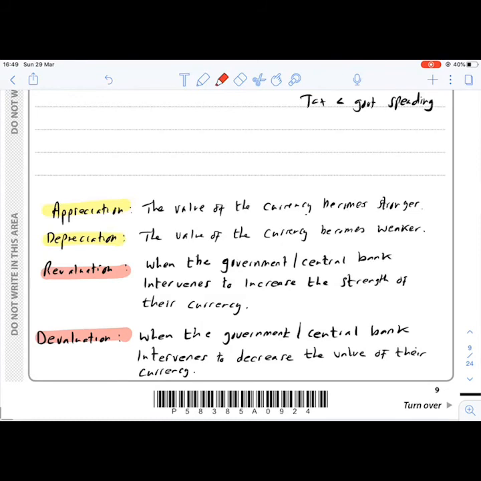Devaluation, this is when the government wants to decrease the value of their currency. So what they would do is they would increase the supply of their currency by using their currency to buy other countries' currency. Okay, and that means there is an increase in supply of their own currency, and then that reduces the value of their currency.